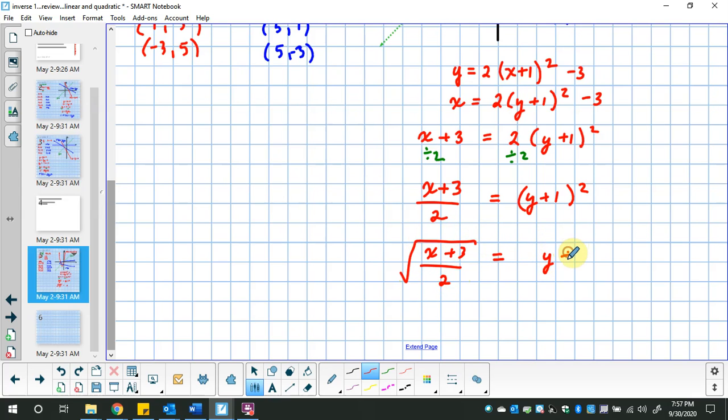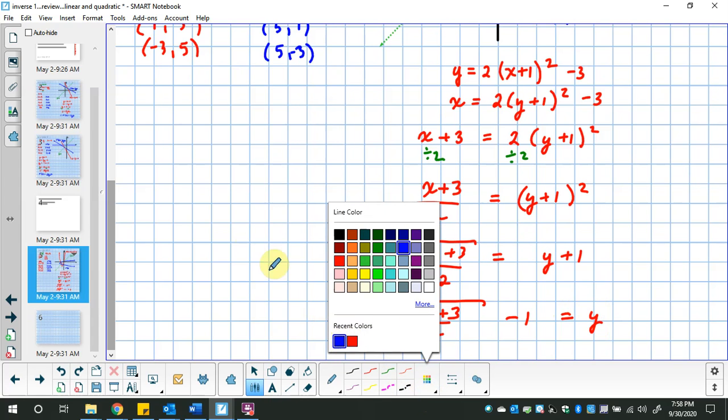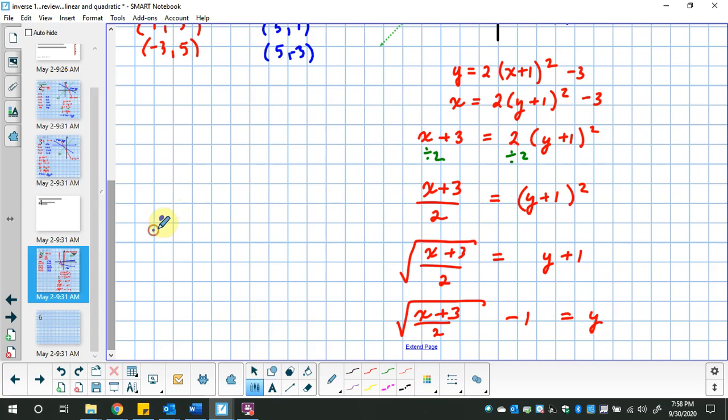Equals the y plus 1. Bear with me for a second. So then we have x plus 3 over 2. Notice how that whole thing is under a giant square root sign. Then subtract the 1, we'll leave the y by itself. So in the end, it looks like, although it's not 100% correct, it looks like the inverse equation is all of this. But that's not right.